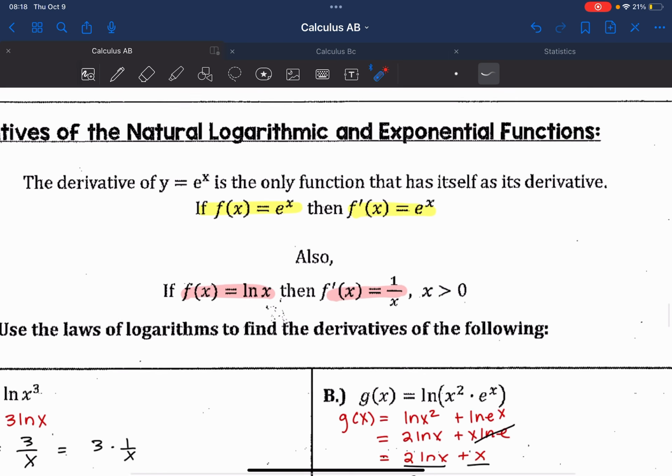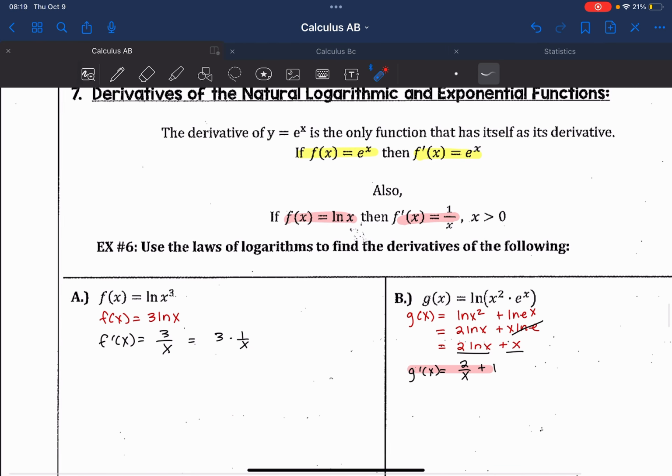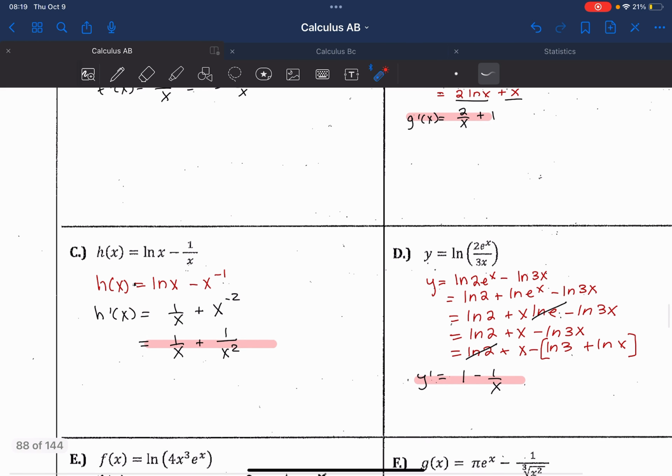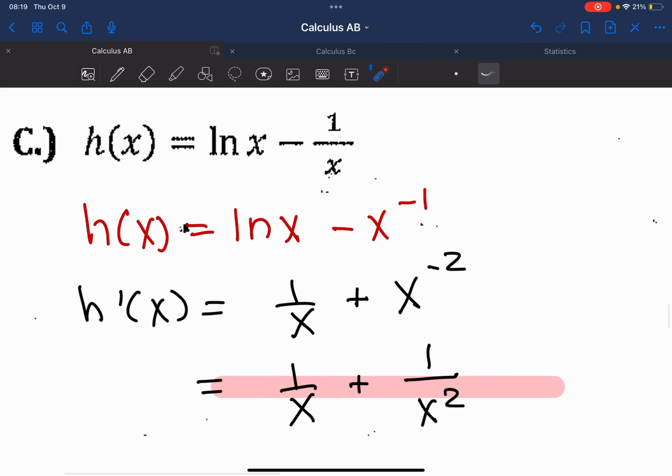Okay, the next ones are the derivative of e to the x. Well, the derivative of e to the x is always e to the x, so that's a nice easy one to memorize. And then the derivative of the natural log of x is going to be 1 over x. So for example, let's look at this one. Okay, so we have natural log of x minus 1 over x.